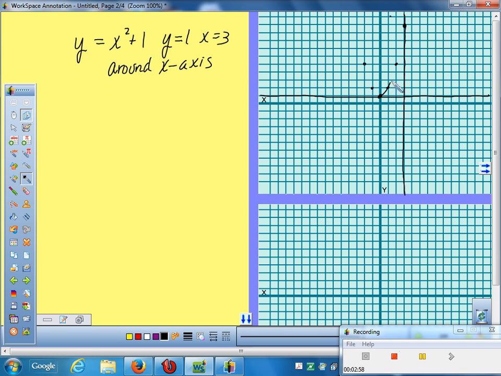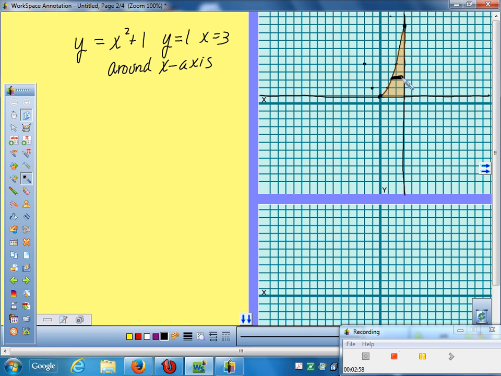So once again, I have that nice little region, but I'm going around the x-axis this time. Which way does the rectangle sit? That's crucial. Put that in there first thing. It's got to be horizontal. We're parallel to the x-axis, so yes, we are going horizontal here.